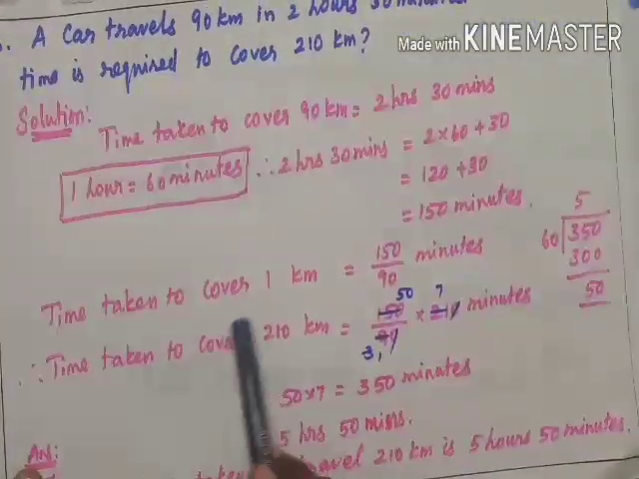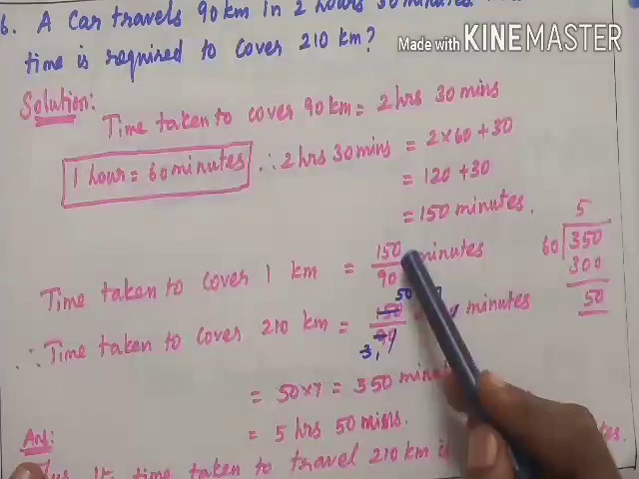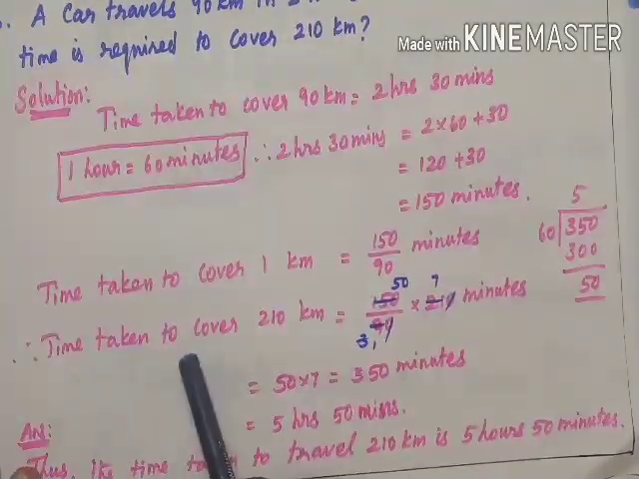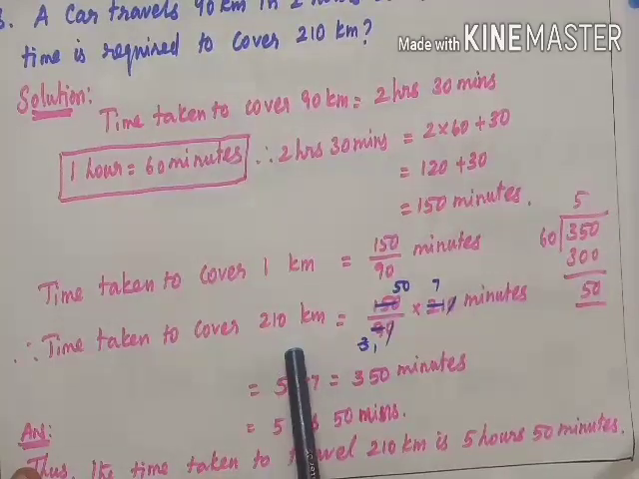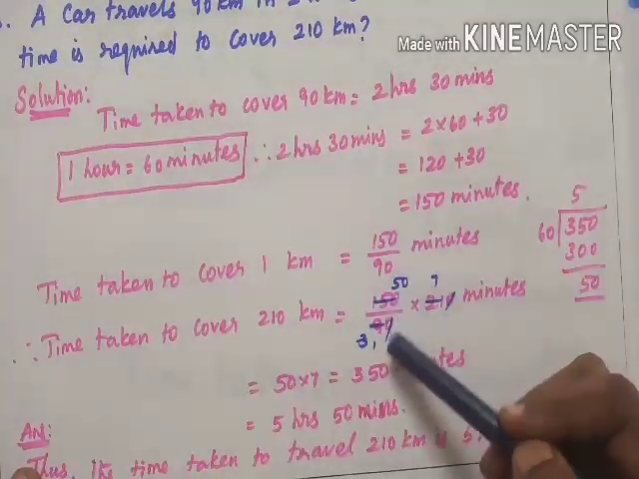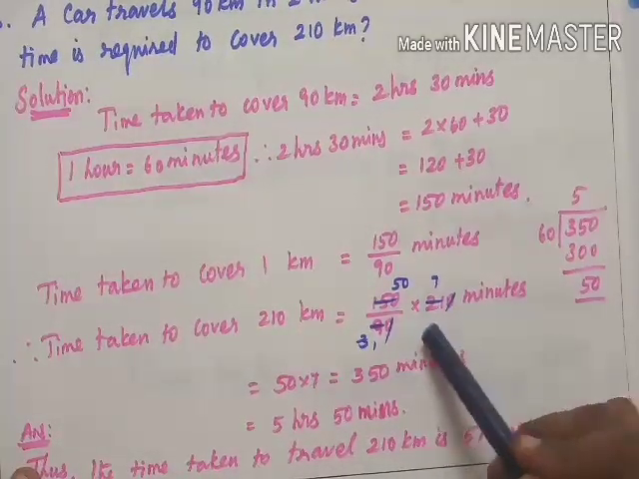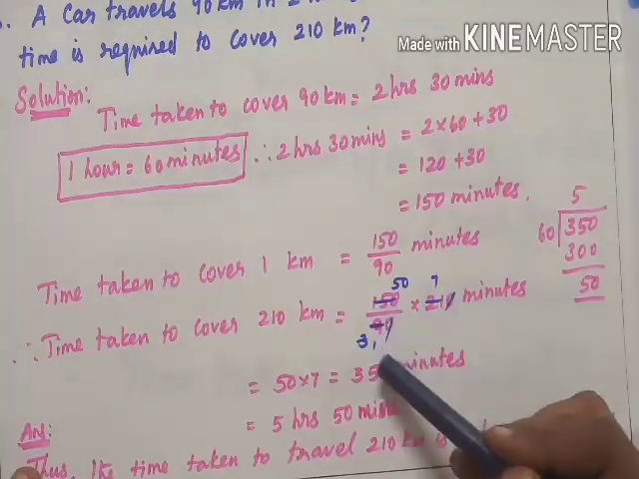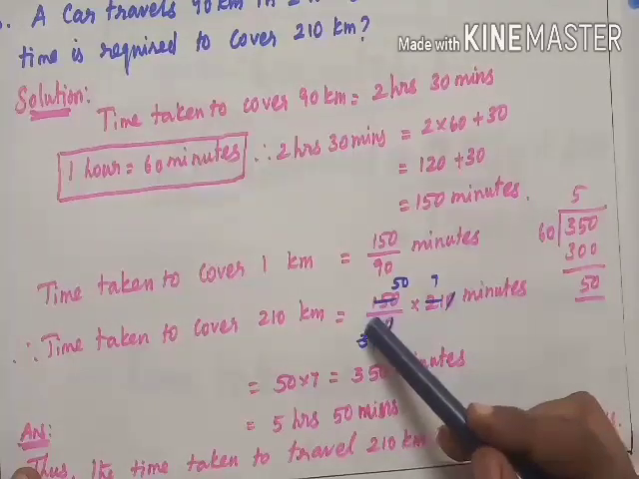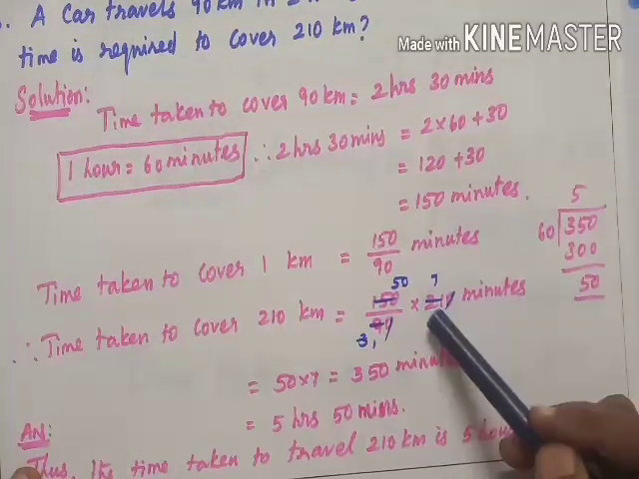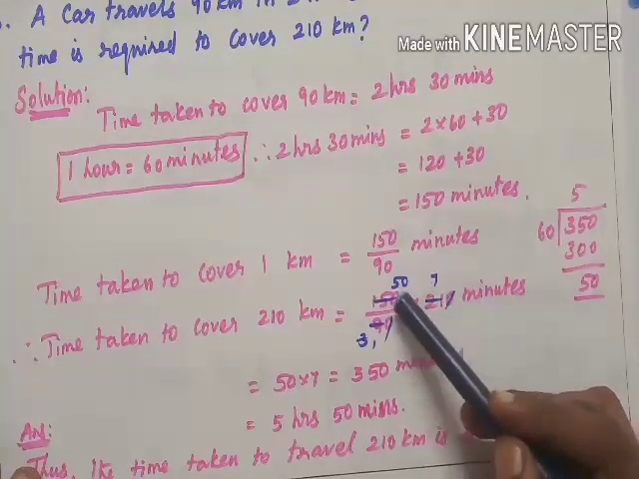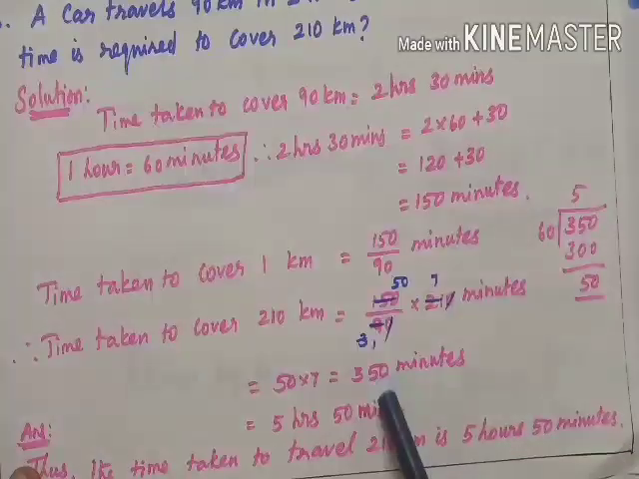Time taken to cover 1 kilometer equal to 150 by 90 minutes. So, therefore, time taken to cover 210 kilometer equal to 150 by 90 into 210. Do the cancellation 0 and 0 with 3 table. 3 3s are 9, 7 3s are 21. 1 3 is 3, 5 3s are 150. So 50 into 7, 350 minutes.